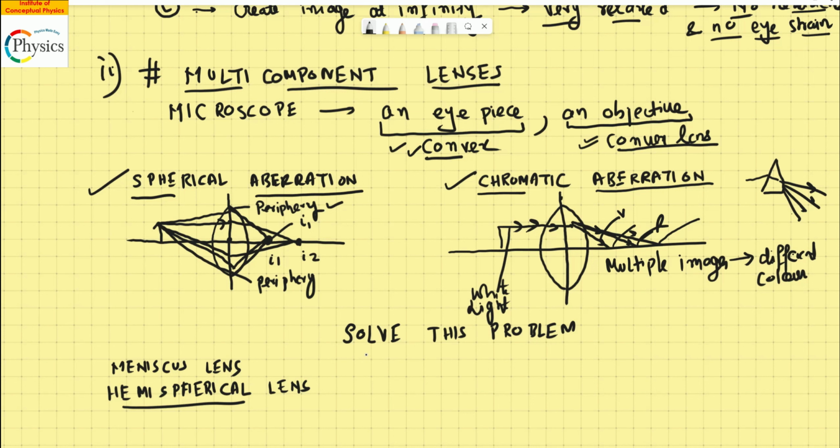What are we trying to do? We're trying to solve the problem of spherical aberration by introducing additional lenses over and above the convex lens. So a convex lens is not enough. You have this impression that a convex lens is what you need. No, you need additional lenses. Additional lenses were used.